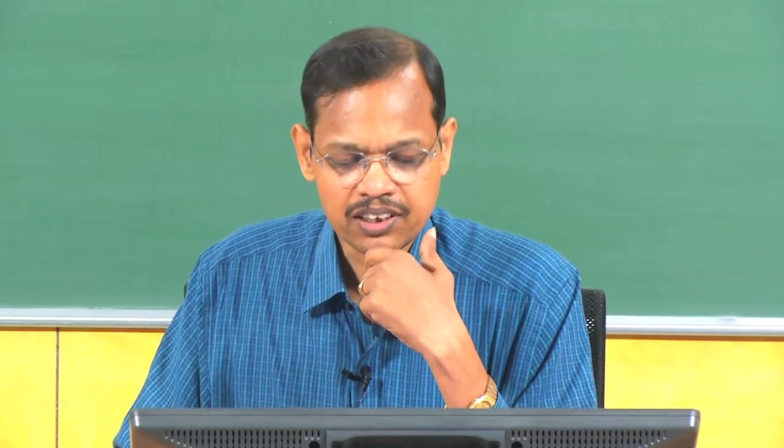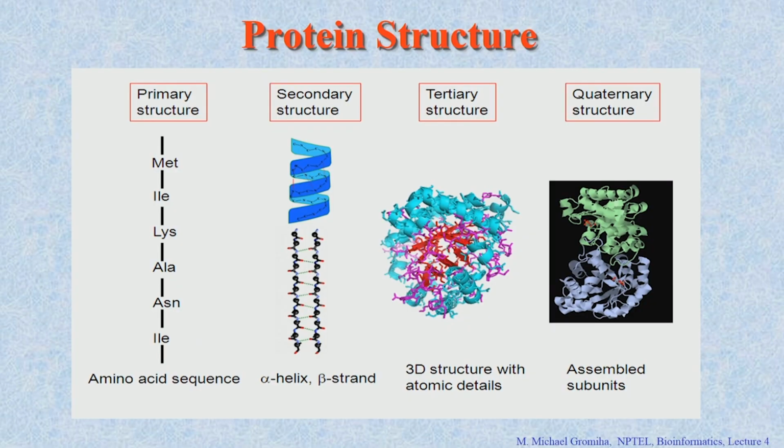When you look into protein structures, there are various levels: primary structure, secondary structure, tertiary structure and quaternary structure. I will just mention these names and we will discuss the details in the next class. What is the primary structure? Primary structure deals with the combination of amino acid residues. The first residue is methionine, the second residue is isoleucine, the third residue is lysine. You can get this information and go to the next level.